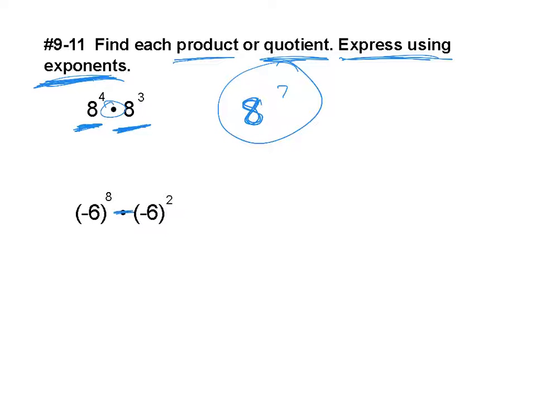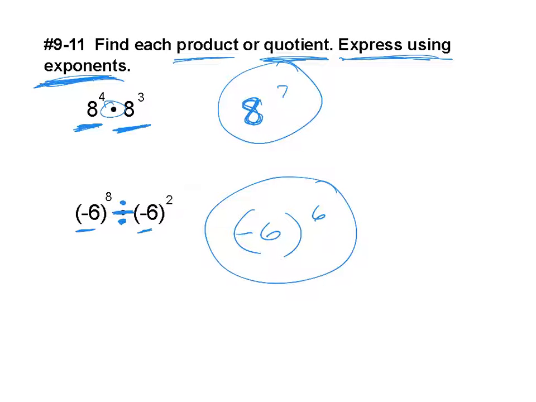Ooh, do you remember what to do when you're dividing? I put the wrong sign here. This should have been a division sign. What should you do if you're dividing 2 bases with powers that are the same? Okay, we need to subtract the powers. So this would become (-6) to the 6th power, just like that. Don't forget your parentheses for the negative numbers.